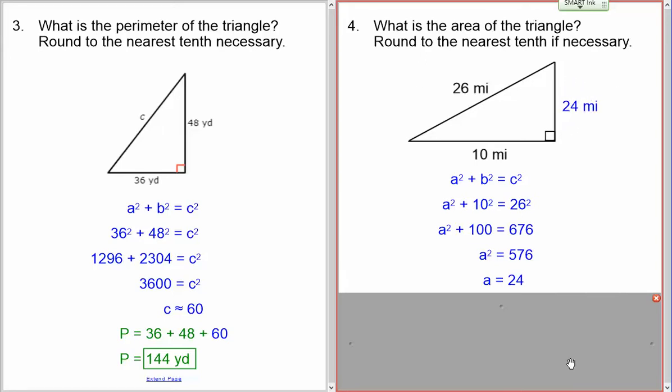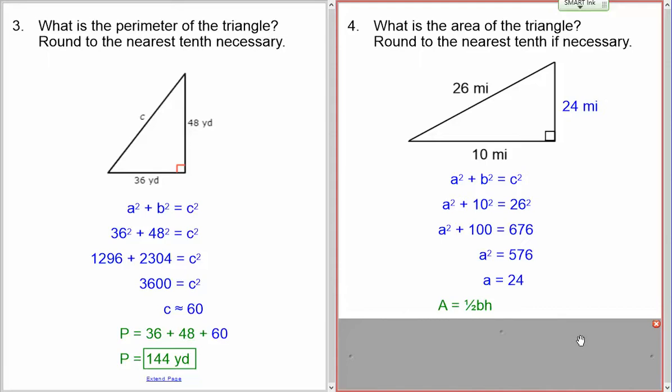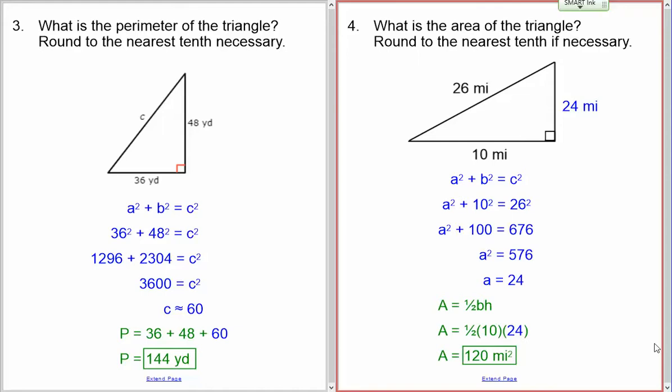So this side's 24 miles. All right, area is 1/2 base times height. The base is that 10. The height is the 24 we just found. 10 times 24 is 240, and half of that is 120. So 120 square miles is the area of that triangle. It's a big triangle.